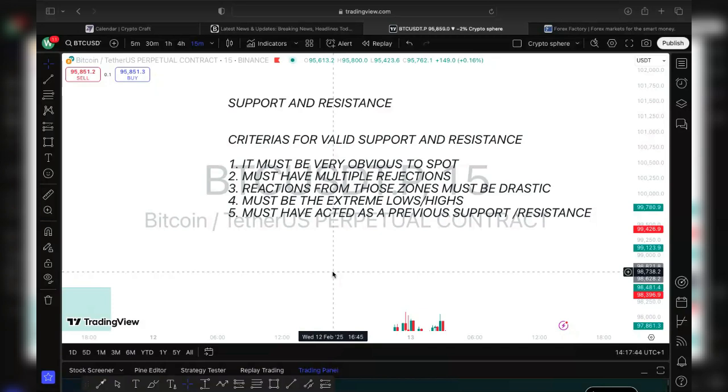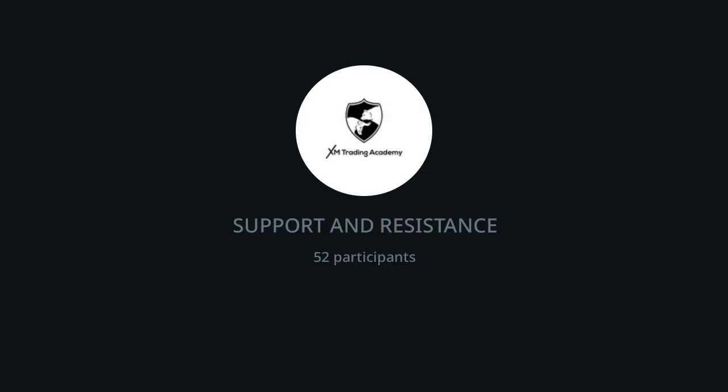And the fourth one is that it must be the extreme highs and lows. Now, you want to pick your support levels. You're using a line tool to draw the support level, right? So you want to make sure that you're picking the support level that has extreme highs or lows, or you're picking the extreme highs or lows depending on the scenario, either a support level or a resistance level.